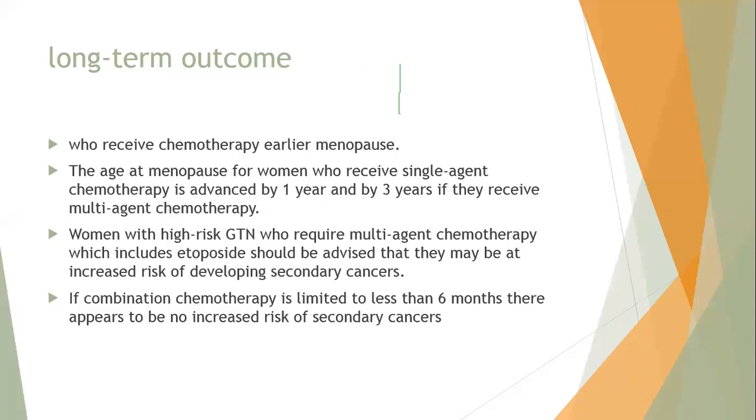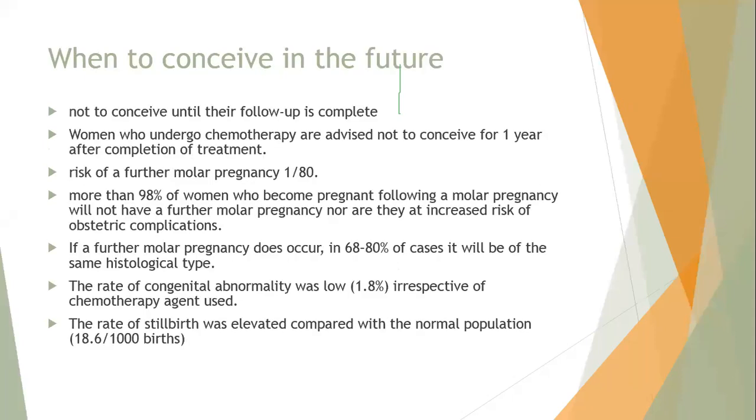The risk of a further molar pregnancy is 1 in 80, and this number is important. More than 98% of women who become pregnant will not have a further molar pregnancy. So it has a very good prognosis, but she must also notify us, because maybe she is one of the unlucky ones, this 1 in 80.